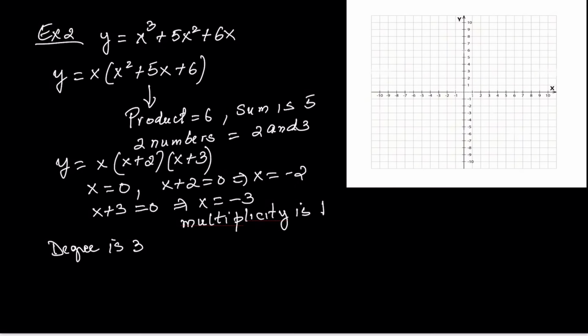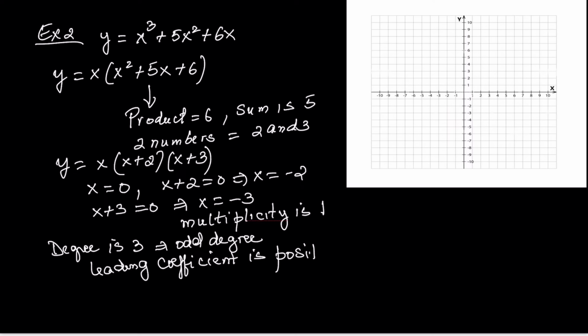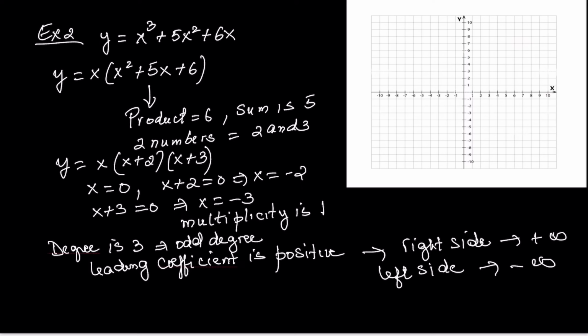Step 3. End behavior. The degree is 3 and the leading coefficient is positive. So the right end goes up to positive infinity and the left end goes down to negative infinity. Plot the x-intercepts at negative 3, negative 2, and 0. Start from the left. The graph comes down, crosses at x equals negative 3, rises slightly, then crosses again at x equals negative 2. It continues rising toward the y-axis, crosses at x equals 0, and then rises to the right. That completes example 2.